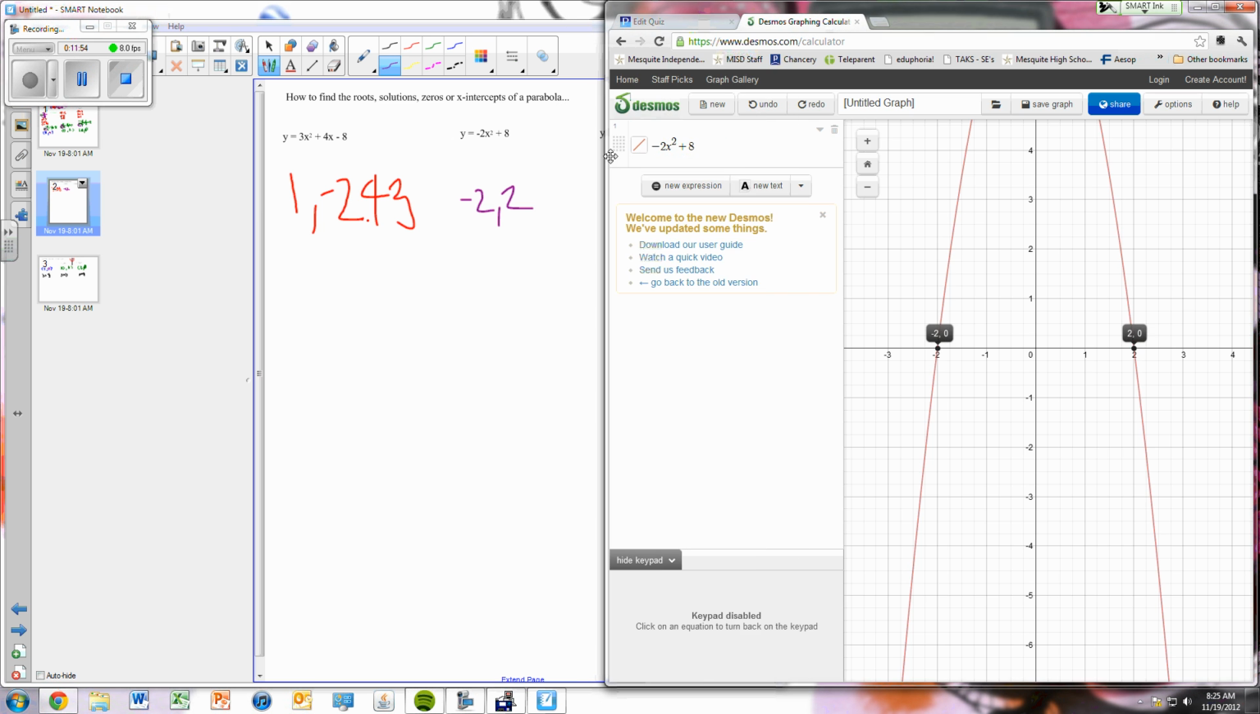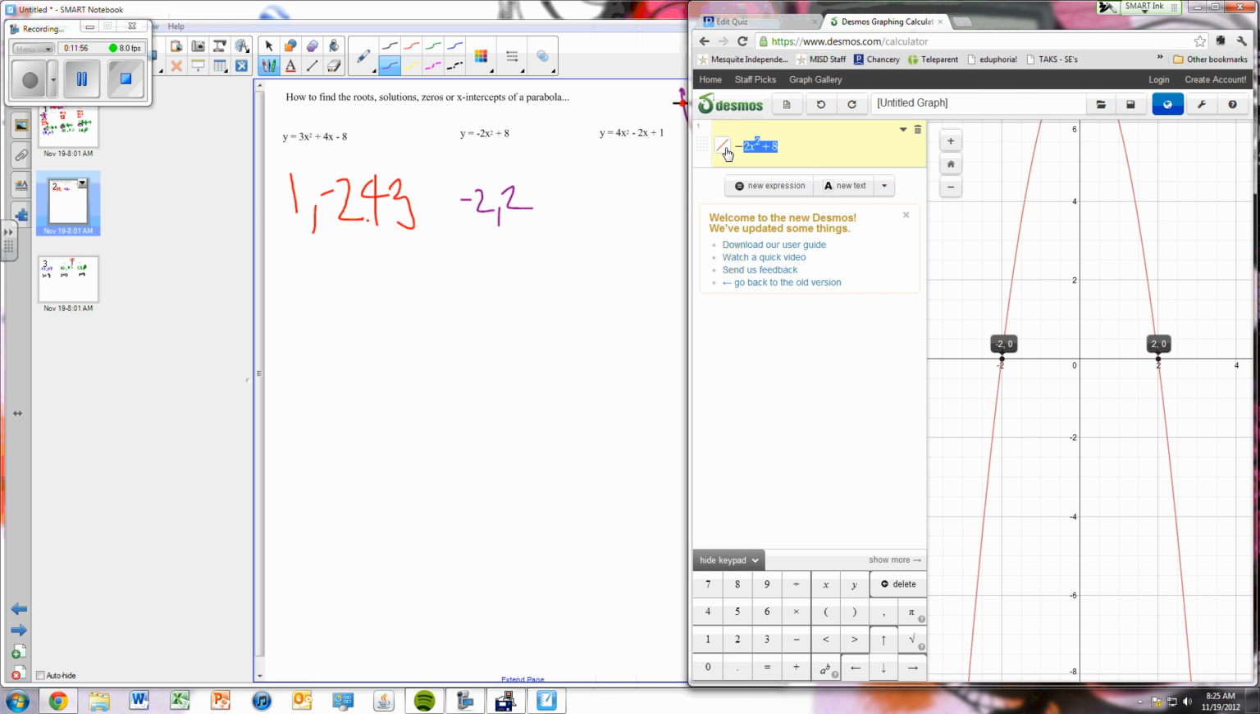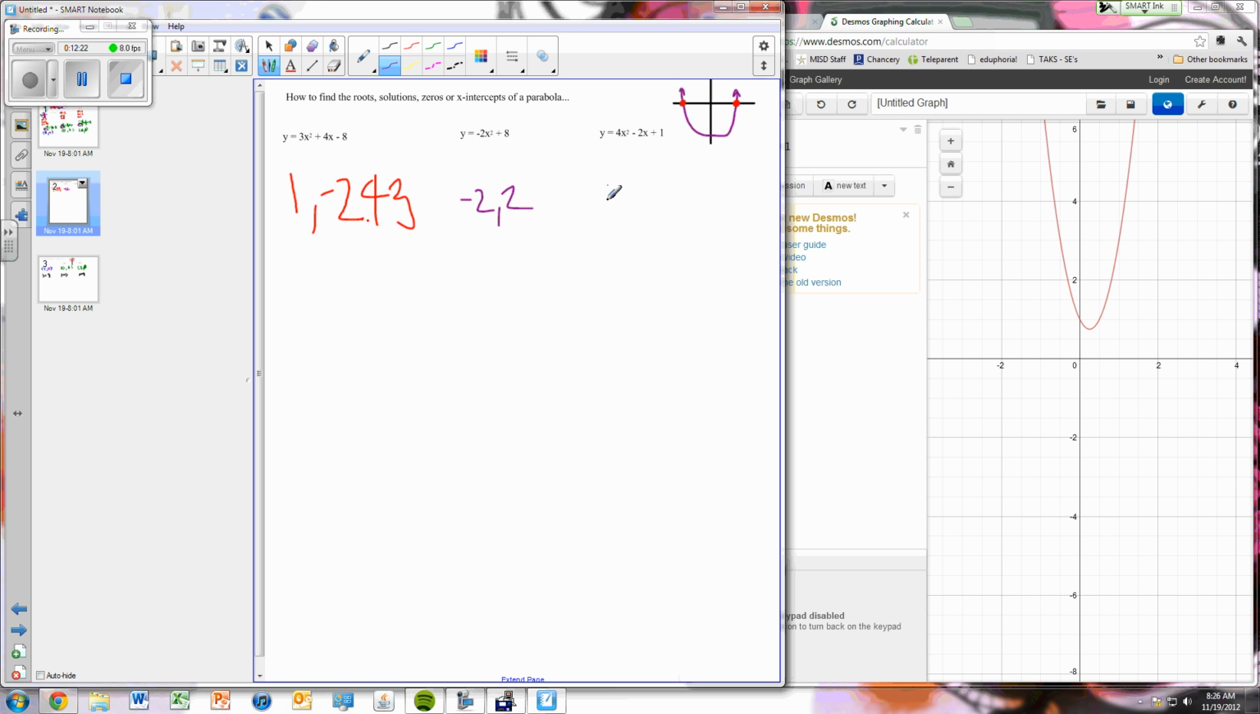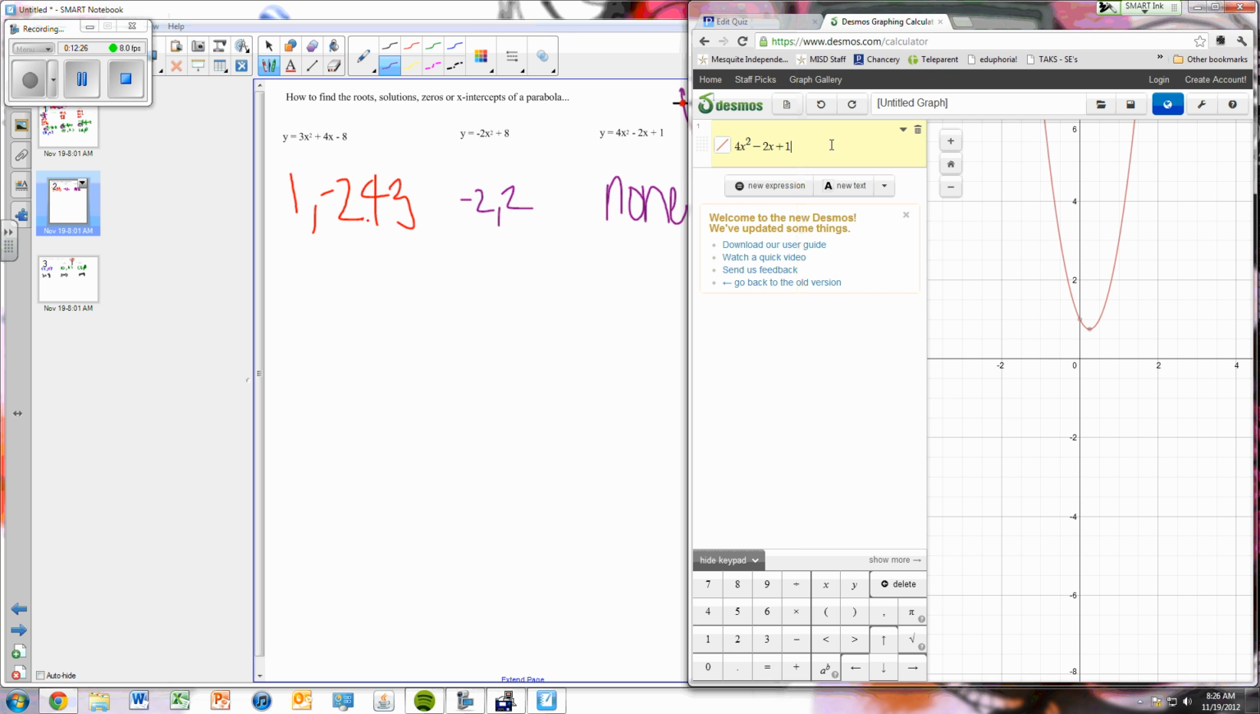Now we're going to do our last one, which said that it was 4x squared. And again, to do the squared, I need to press this a-b button down here. Minus 2x plus 1. This is what my graph looks like. Well, I'm trying to figure out where this graph crosses the x-axis. And it never does. So that means that there are no roots. Okay? It's possible to have one root, it's possible to have 2 roots, and it's possible to have no roots. In this case, there are none because it never crosses the x-axis.